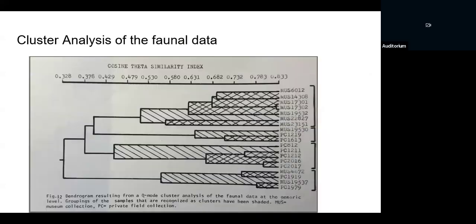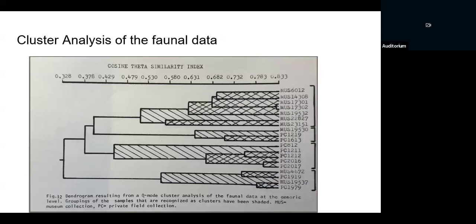So basically what I did was I had all the data on these bivalves, or these mollusks, and I put them into a large database. And what I did was I ran a cluster analysis. I'm not going to go into a lot of detail about this, but basically what the cluster analysis does is it looks at similarity between the samples, and it groups them together.